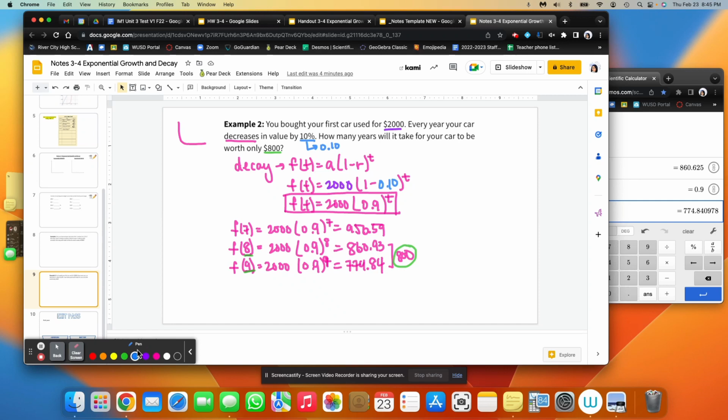So writing that out as a sentence, because word problems should have word answers, we'll say the value of the car is worth $800 sometime between 8 and 9 years.